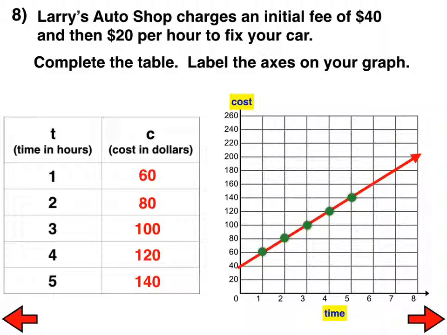No, look at our graph. Why is it not proportional, Sean? Because it doesn't go through the origin. Because he charges an initial fee of 40, meaning you walk into the shop and you get charged a fee. You start at 0.40 instead of 0.0. On your table, if this had a 0, this would be 0.40. We don't want 0.40, we want 0.0. So this is not proportional because there's an initial fee. That initial fee makes your graph start at 0.40 instead of 0.0.